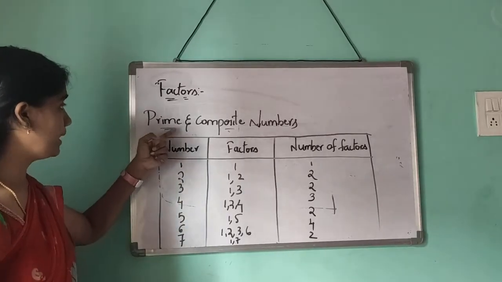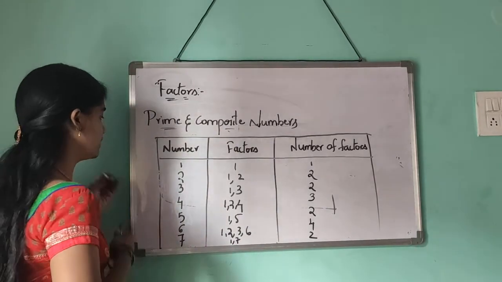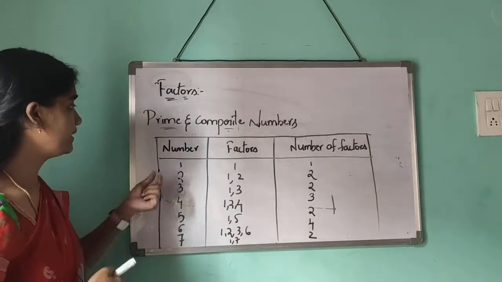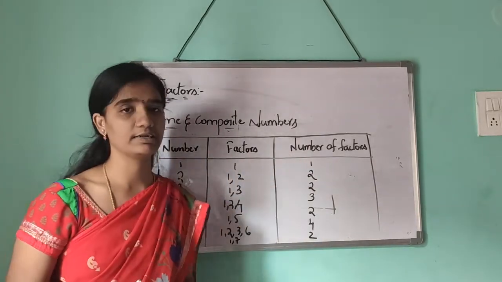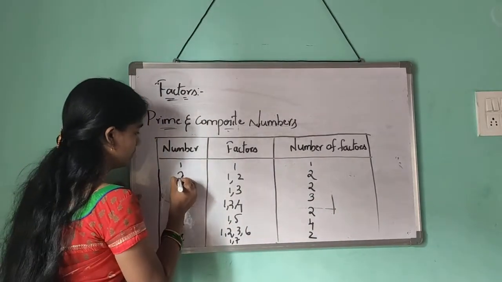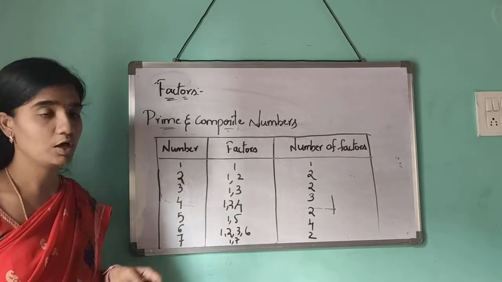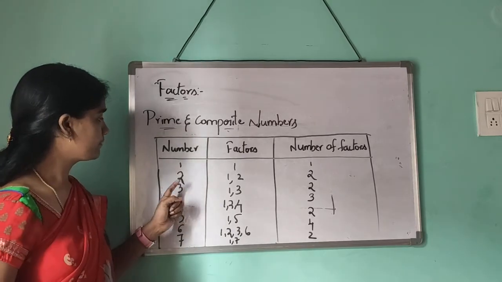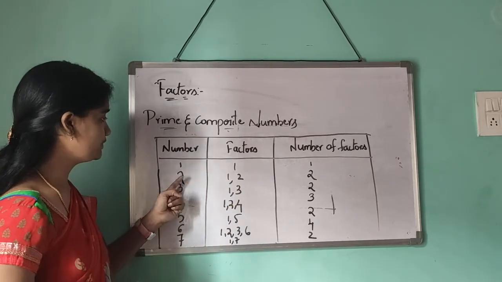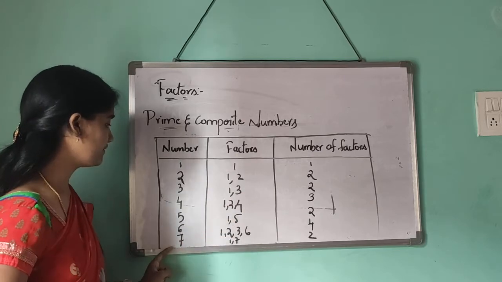Let's see the next topic, prime and composite numbers. Here we can observe the table below. This table has numbers, factors, and number of factors. Here we have to observe 2, 3, 5, 7. These 4 numbers have only 2 factors. 2 has 1, 2. 3 has 1, 3. 5 has 1, 5. 7 has 1, 7.